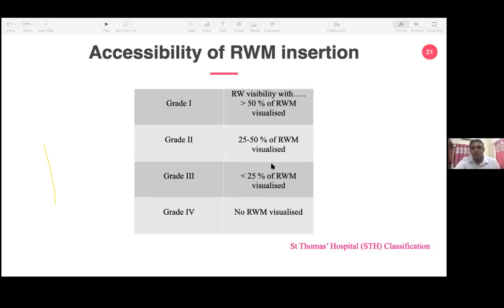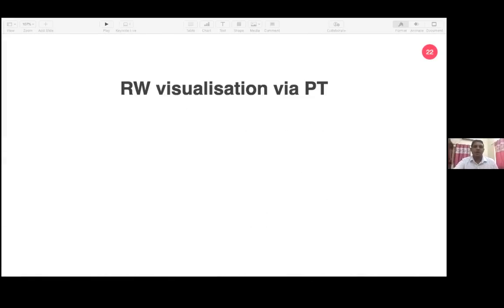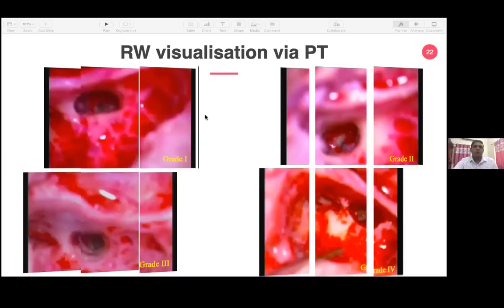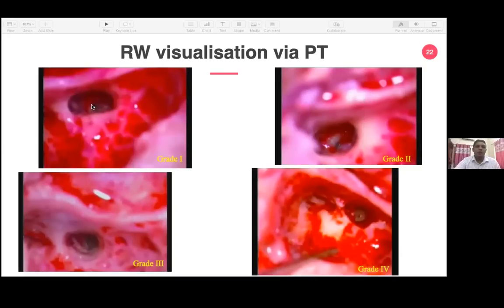There are also a few situations where we cannot go with a round window insertion and you don't want to do a bony cochleostomy. There is one more option called extended round window that we'll explain in a few slides. Now, once you do a posterior tympanotomy and you are able to see the full face here, more than 50% of the round window membrane is visualized, it's almost 60 to 70%.